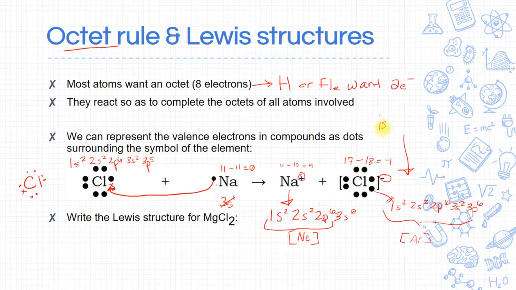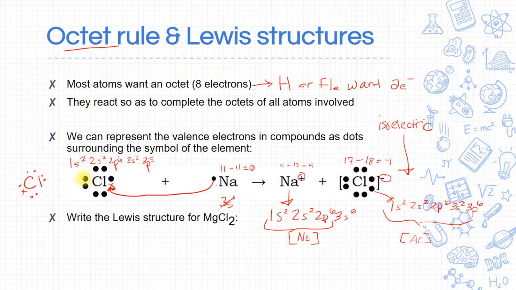We call this isoelectronic, which means the same electrons. Whoops, I spelled that wrong. Isoelectronic, meaning same electron configuration as, in this case, argon. Sodium here is isoelectronic with neon. If you can make an atom isoelectronic with a noble gas, that is good. That is stable. Noble gases have 8 valence electrons. That's what makes them so stable. So if we can make these products isoelectronic with a noble gas, then that's what's going to happen. That's the reaction that's going to occur.